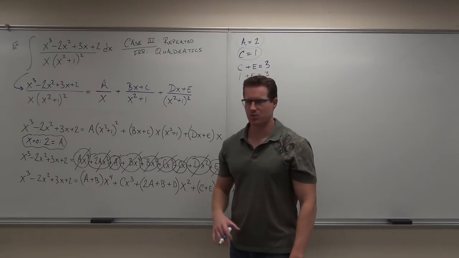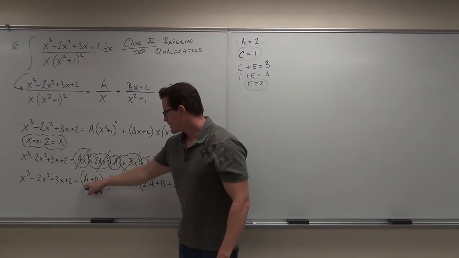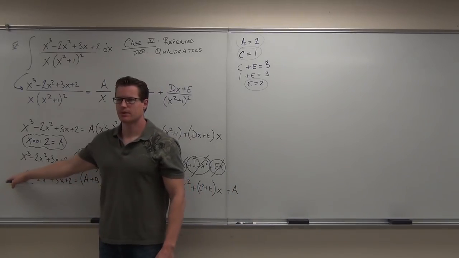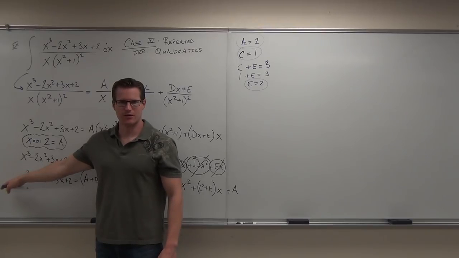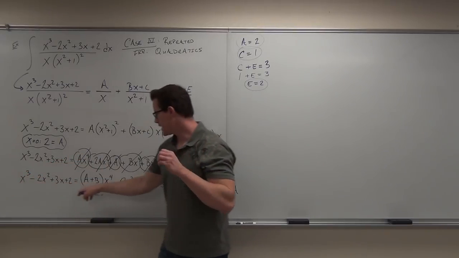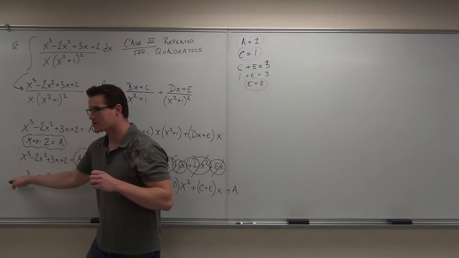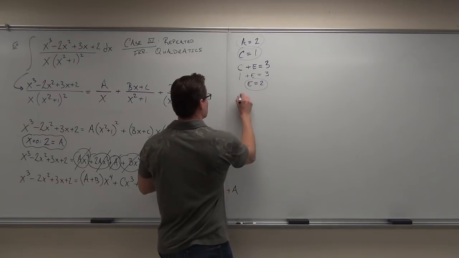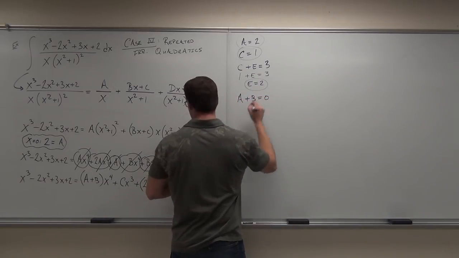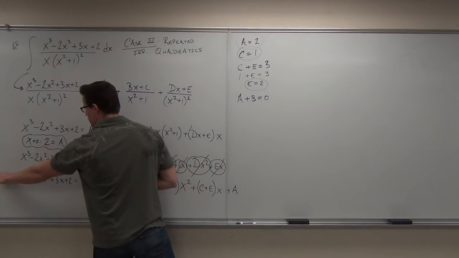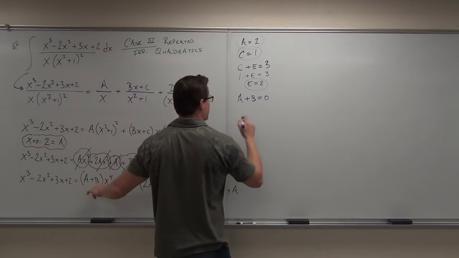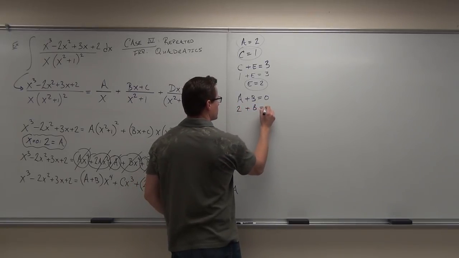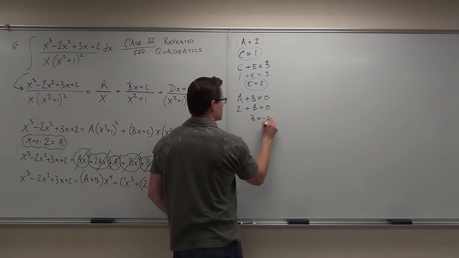Some of you guys aren't used to this idea. I've got A plus B x to the fourth, correct? Equal to 0. Wait a minute. That has to be equal to 0. How many x to the fourth do I have? None. So if I have A plus B x to the fourth, and I don't even have an x to the fourth, A plus B equals 0. Coefficients have to match. The coefficient of x to the fourth would be 0. So 0 equals A plus B. How much is A again? 2. So B equals negative 2. Hey, we're almost done.